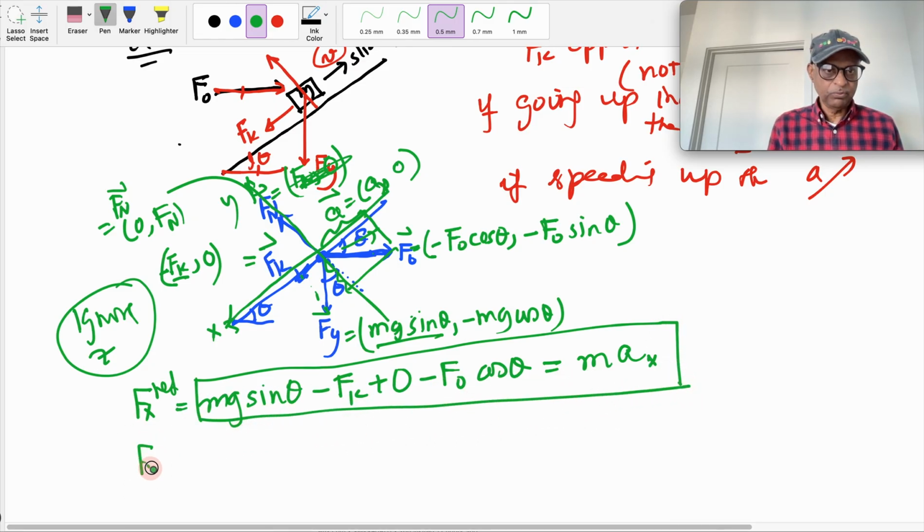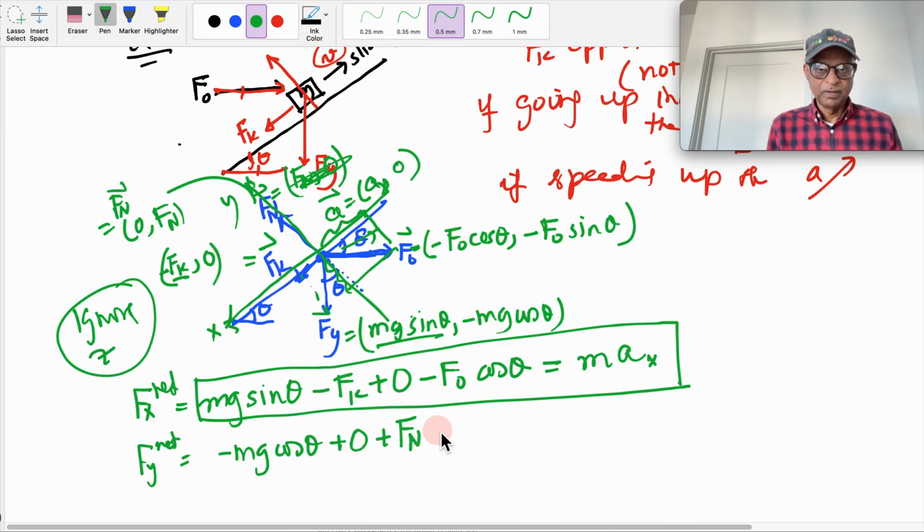And for Fy net, I do the same thing. Start from minus mg cosine theta. Fk gives me 0. This one gives me plus Fn, and minus F0 sine theta, equal to 0.